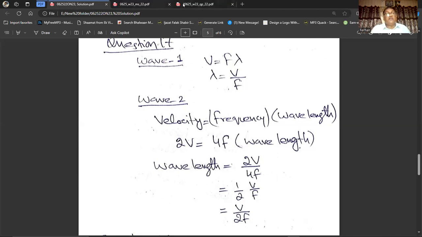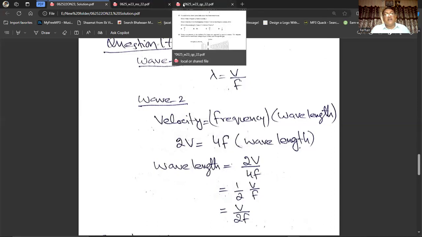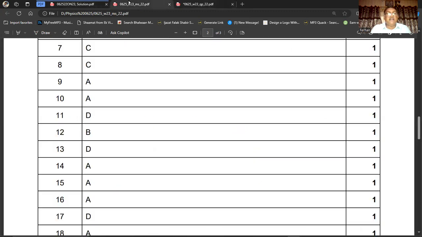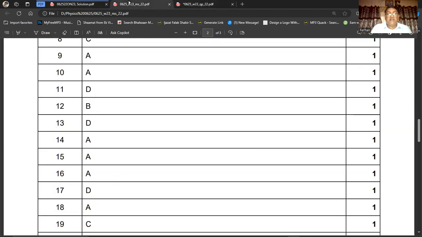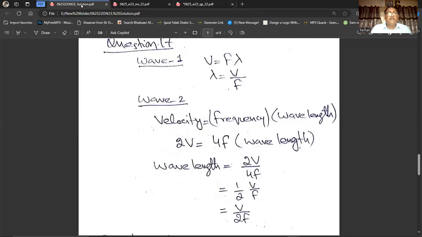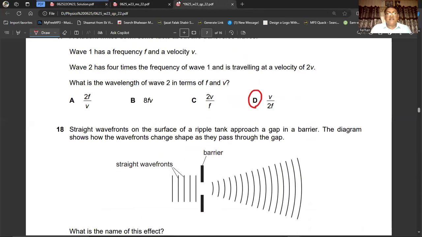V divided by 2f. So I think D is the right option, sir. Question number 17, D is the right option. This is how this is done.